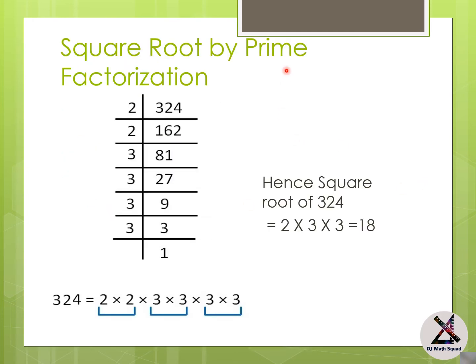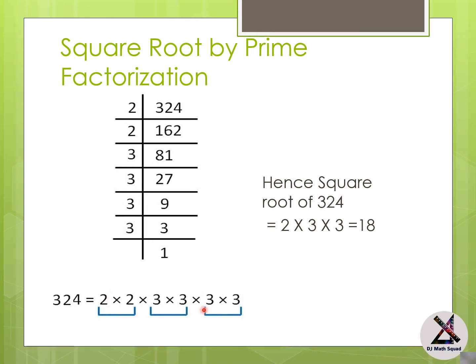Then the next method is prime factorization, right? This method is useful for big numbers also. And you already know how to do prime factorization. Here I will advise you to always take the prime numbers only. We are taking one example of 324, and if you prime factorize this, you get 2 into 2 into 3 into 3 and 3 into 3.